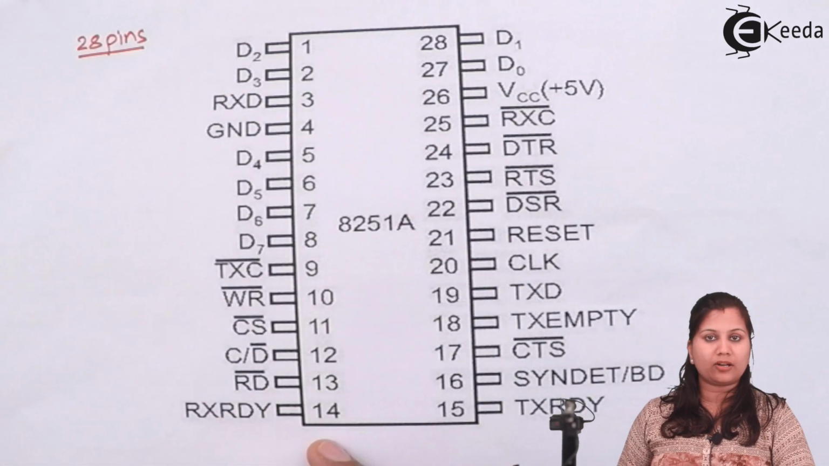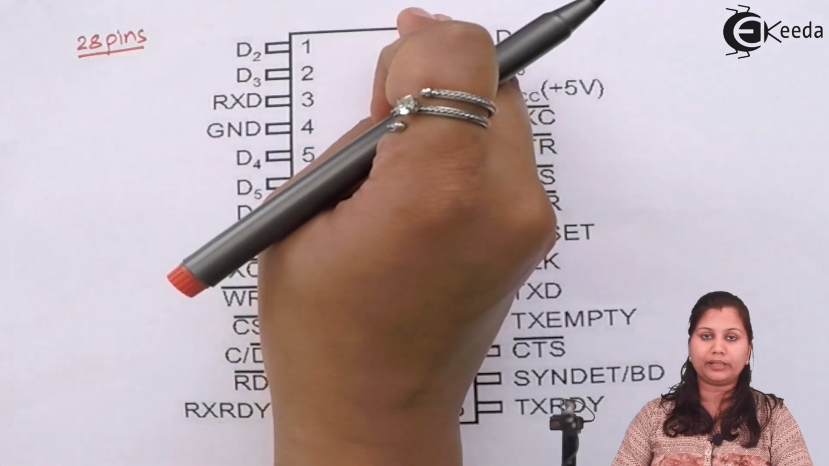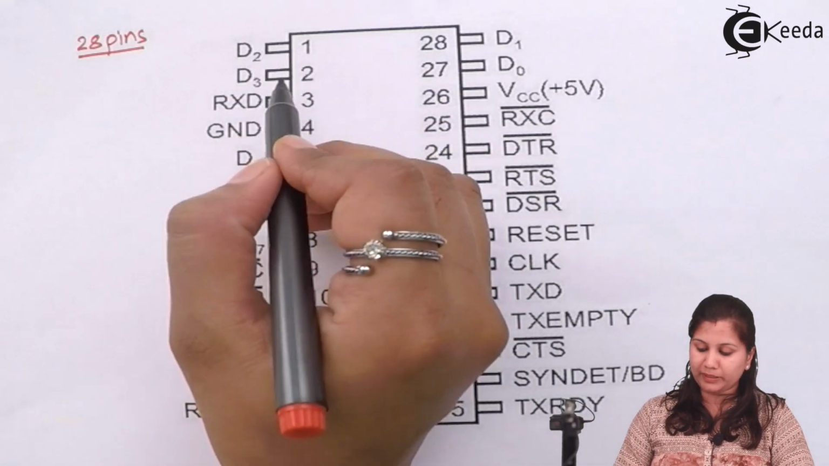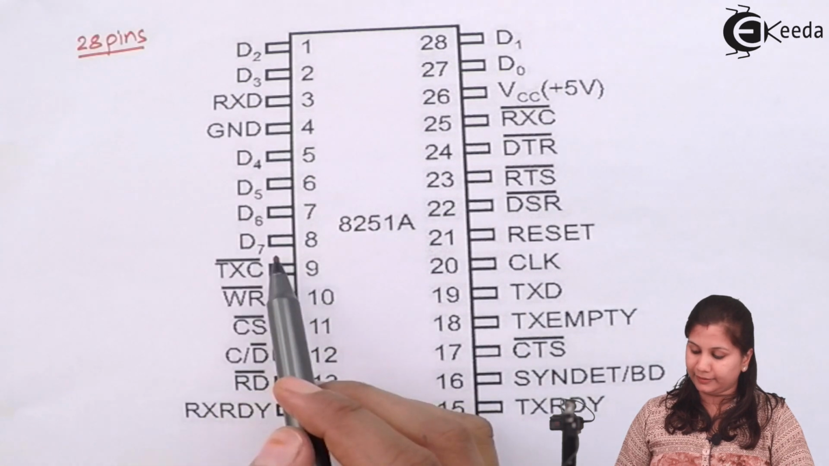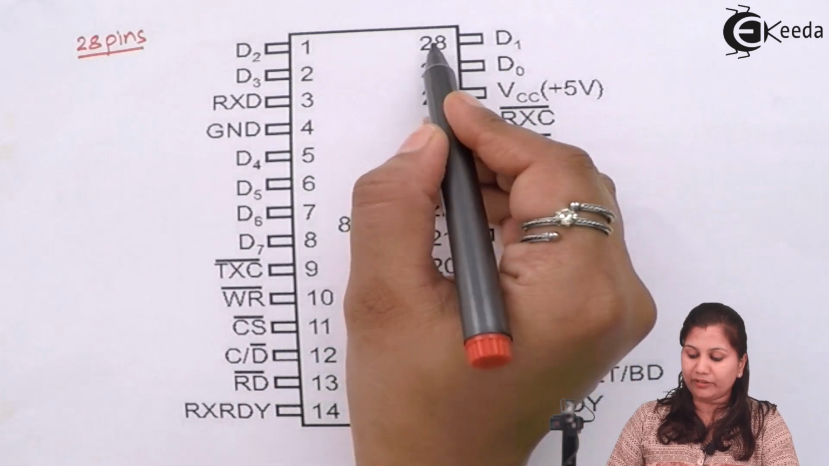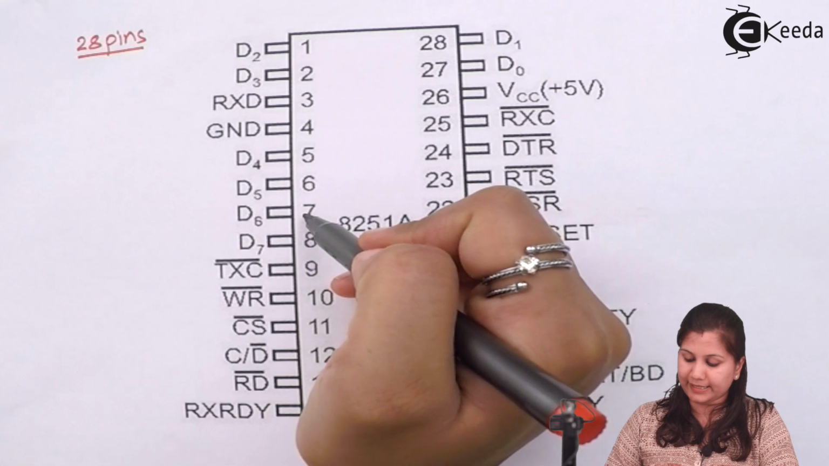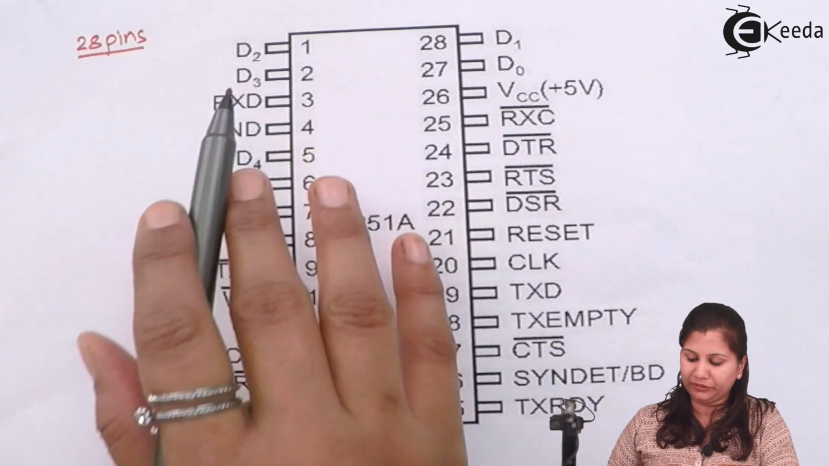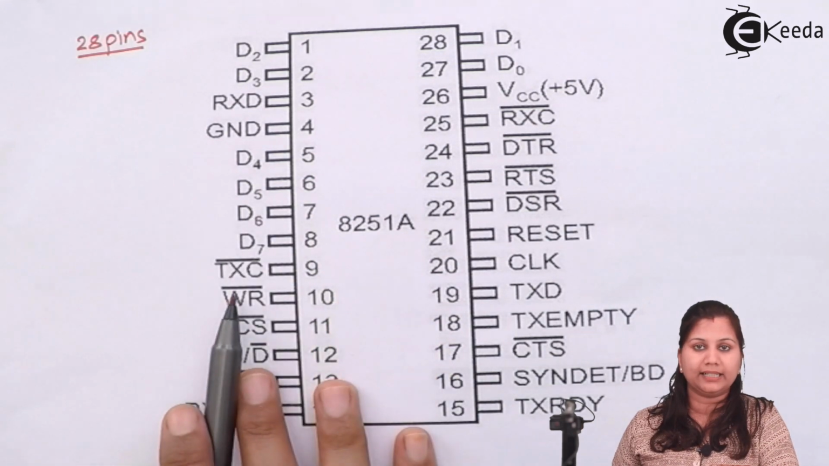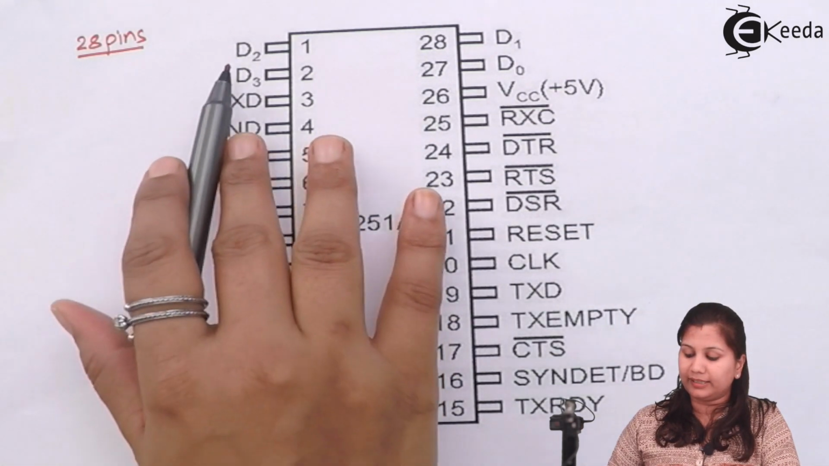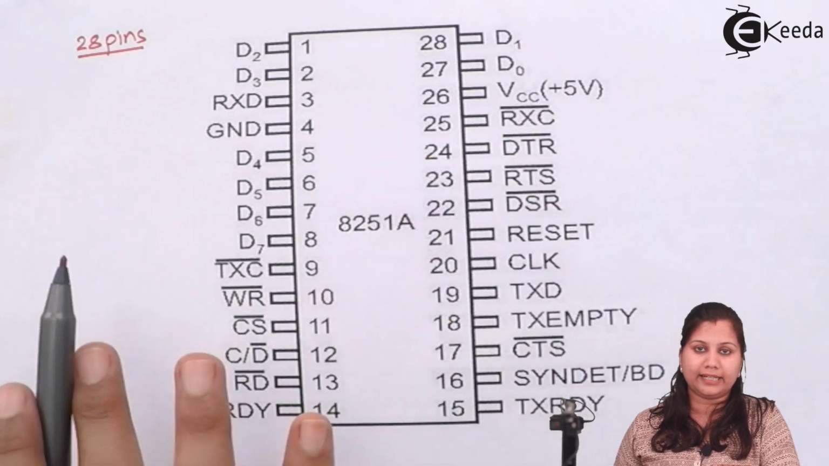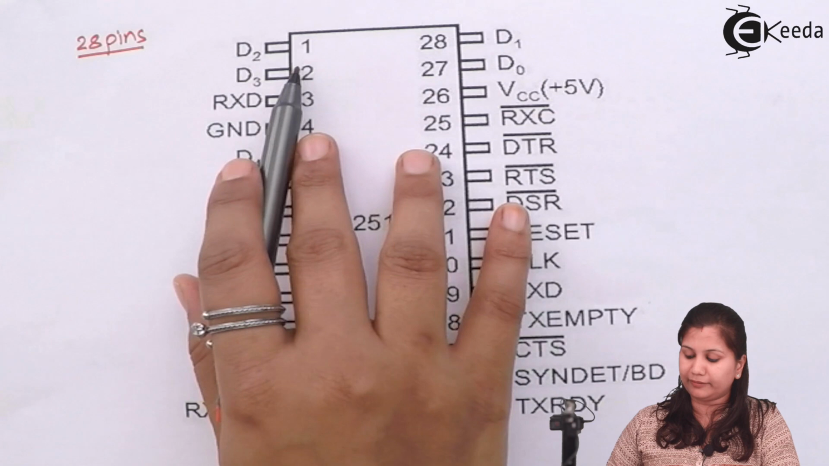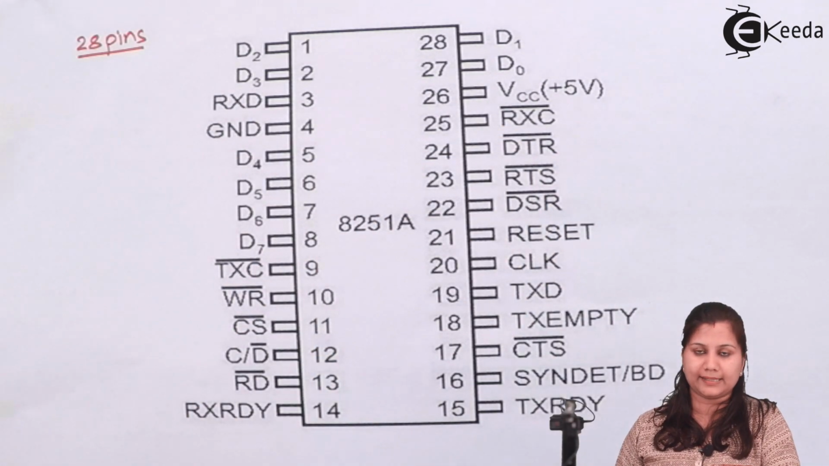Pins 1 to 14 are on one side and pins 15 to 28 are on the other side. You can see that the first pin, the second pin, and pins 27, 28, 8, 7, 6, 5 are denoted as D0, D1, D2, D3, D4, D5, D6 and D7. These are the data lines. 8 data lines are there from D0 to D7 available at different pins of the IC.